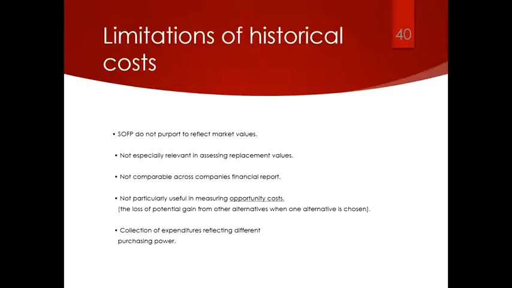So historical costs not comparable across companies' financial report. Not particularly useful in measuring opportunity cost. Opportunity cost is the loss of potential gain from another alternative when one alternative is chosen. Itulah opportunity cost. Okay. So lastly, the collection of expenditure reflecting different purchasing power. So historical kan, dia tak reflect lah in current. So these are the limitations of historical costs.